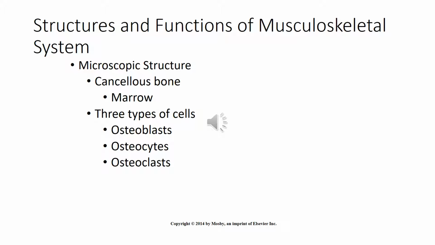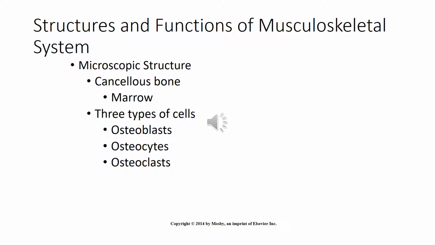The 3 types of bone cells are osteoblasts, osteocytes, and osteoclasts. Osteoblasts synthesize organic bone matrix or collagen, and these are the basic bone forming cells. Osteocytes are the mature bone cells. And then osteoclasts participate in bone remodeling by assisting in the breakdown of bone tissue.